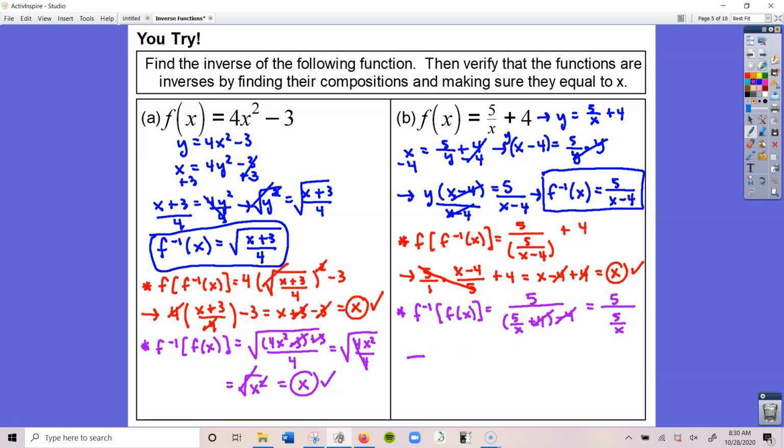And again, we multiply by the reciprocal. So 5 over 1, my numerator, times the reciprocal of the denominator, which is x over 5. My 5's cancel, and I'm left with x over 1, which is just x. So I have verified that my inverse is indeed the inverse through these compositions.